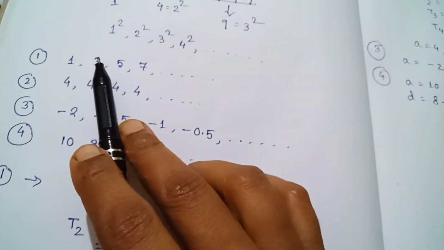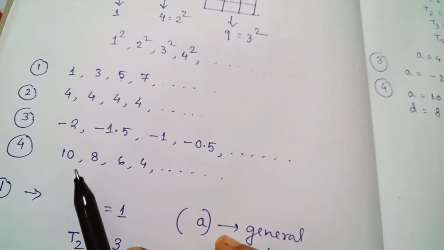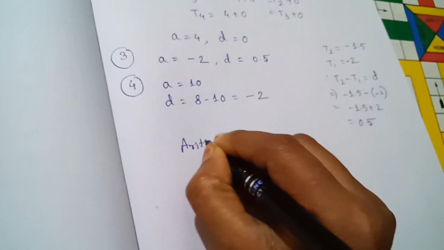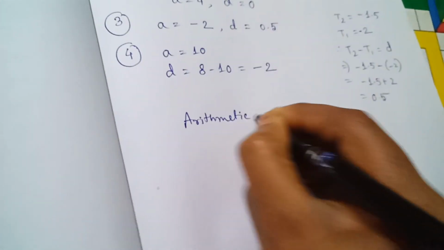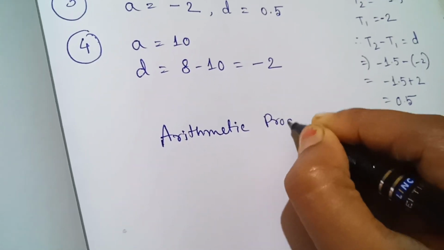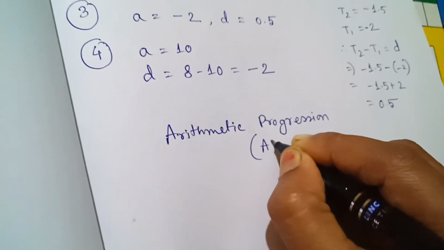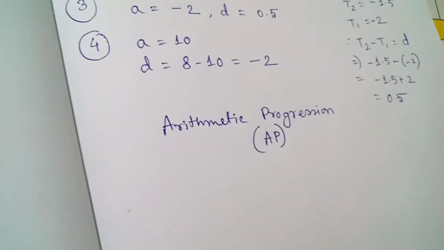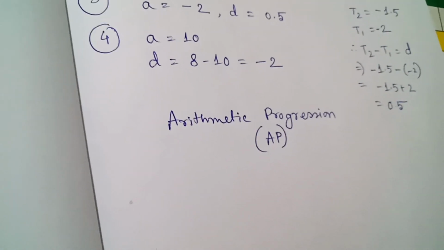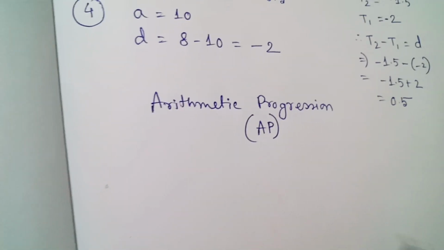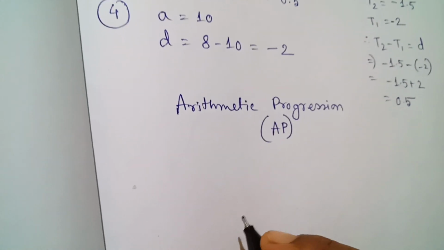These all sequences, number 1, number 2, number 3, number 4, are called arithmetic progressions, or capital A, capital P, AP. This AP is an approved short form, so you can write it anywhere in the exam also.